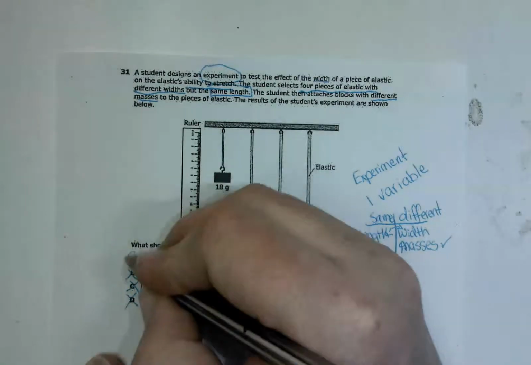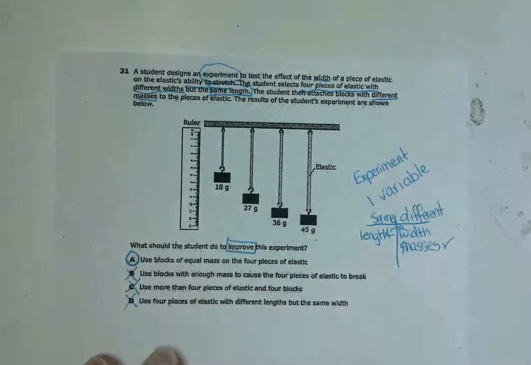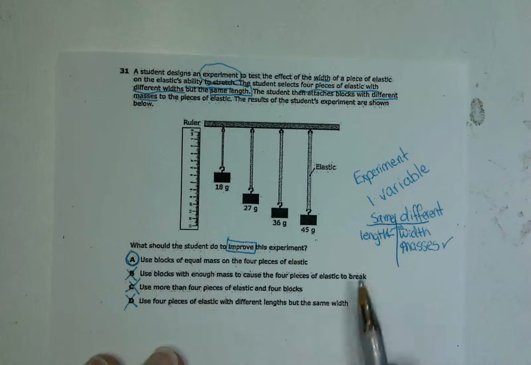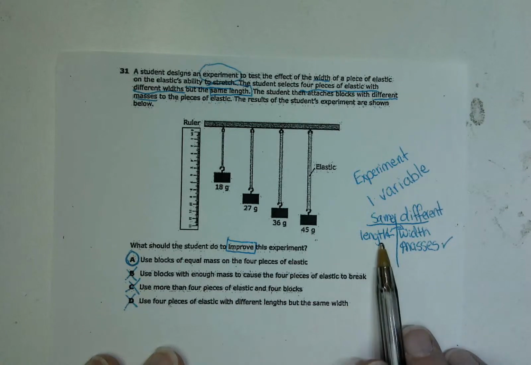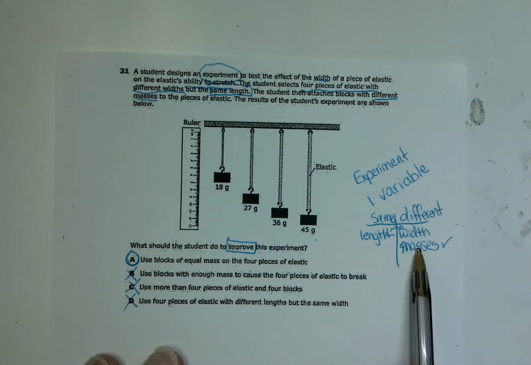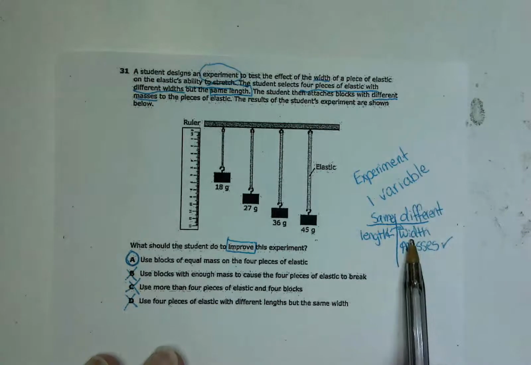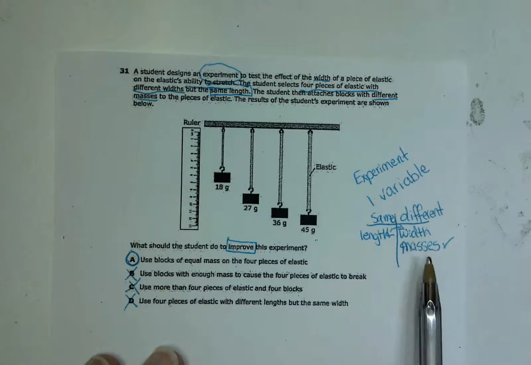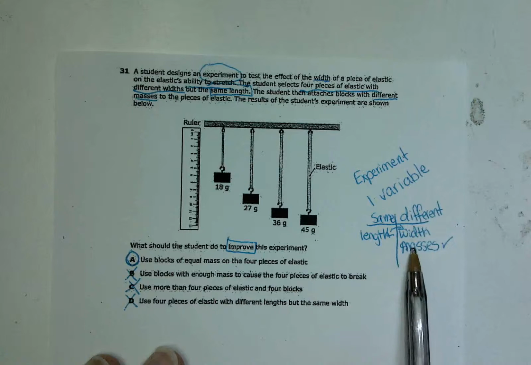So our answer is A. A would make it a much better experiment because we would only have the 1 variable. With this one, we would have length being the same. We would have masses being the same, and then the only thing that would change would be the width. If we wanted to check how the mass affected it, we would want to keep the width the same and change only the masses. So we only want one of those 2 to be different.